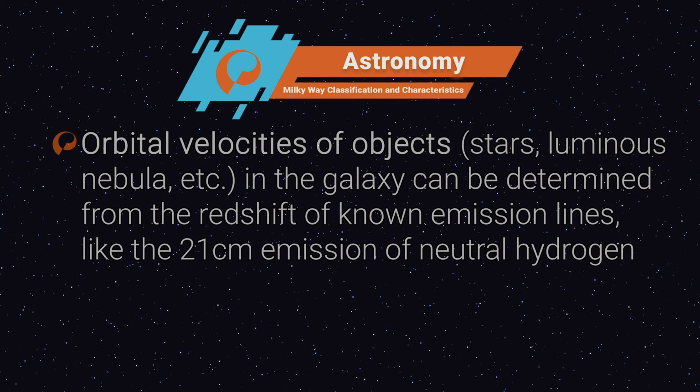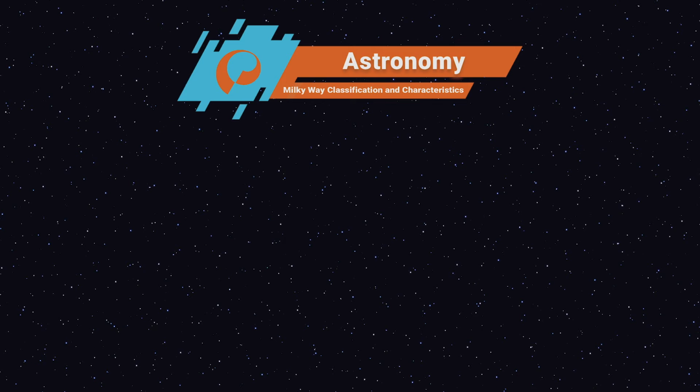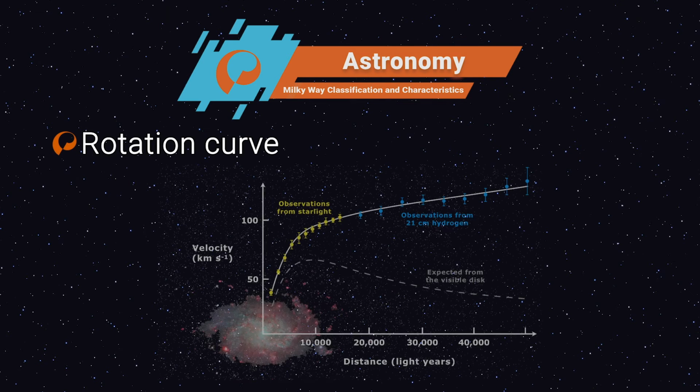Plotting the orbital velocities of visible objects versus their distance from the galactic center produces a rotation curve. If the brightest parts of the galaxy have the most mass, trailing off into the disk, then using Kepler's laws, we might predict that the rotation curve of the Milky Way and other spiral galaxies would be high near the center of the galaxy and trail off to slower orbital velocities farther out.